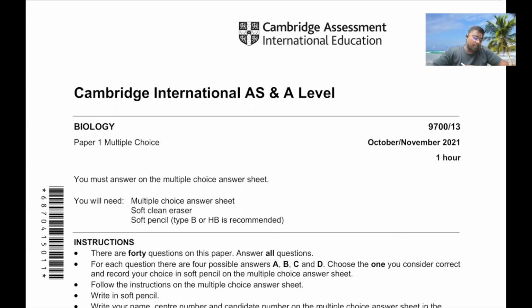Today we'll be solving Cambridge International AS and A Level Biology Paper 1 Multiple Choice, October-November 2021, question paper number 13.